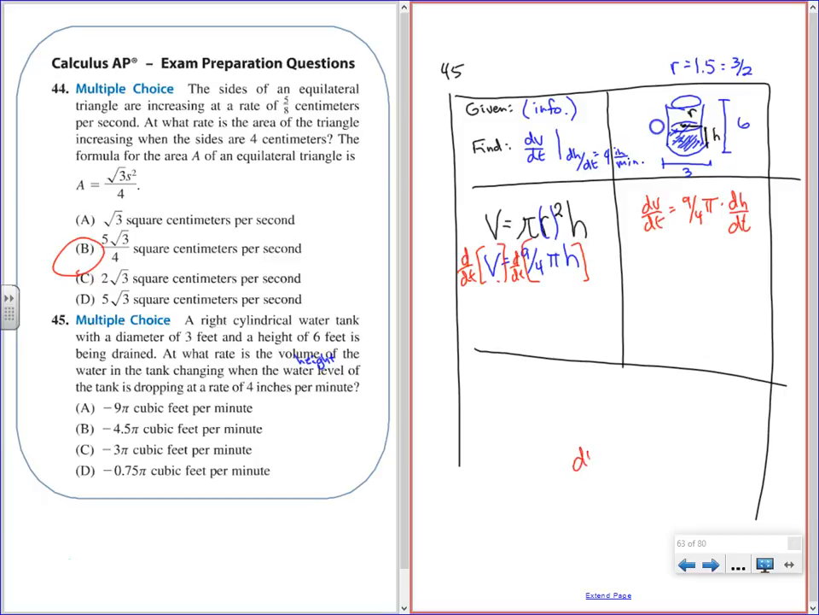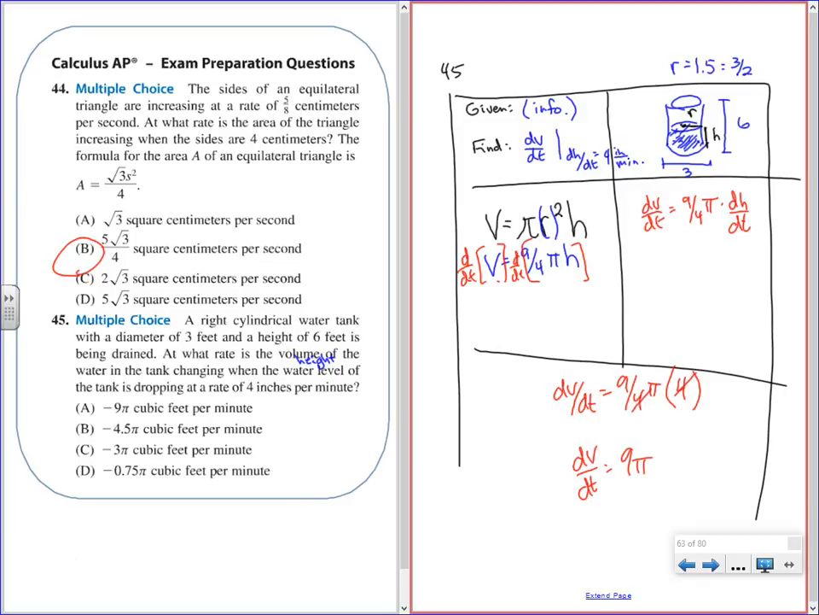At the end of the day, when you plug and chug, you'll end up with dV/dt, which you don't know, and 9/4 pi times dh/dt, which you do know. The 4's end up reducing. I just get 9 pi without keeping units the whole time. Kiddos, what are my units going to be for dV/dt?